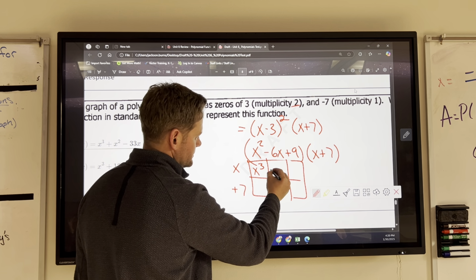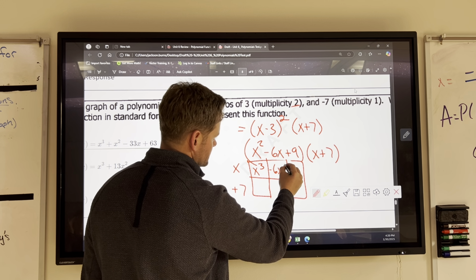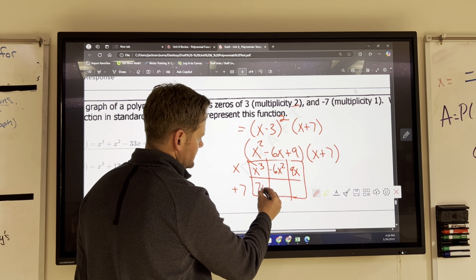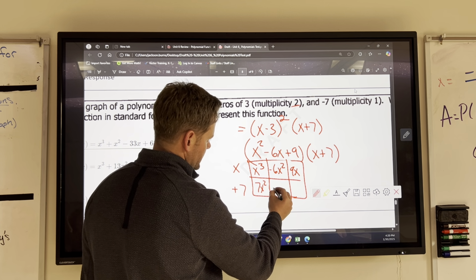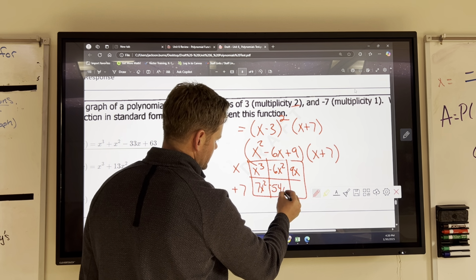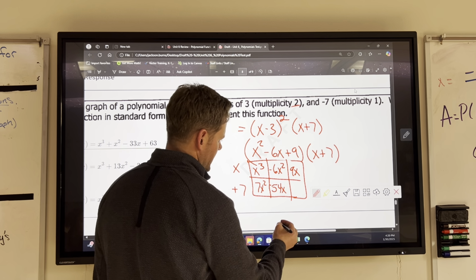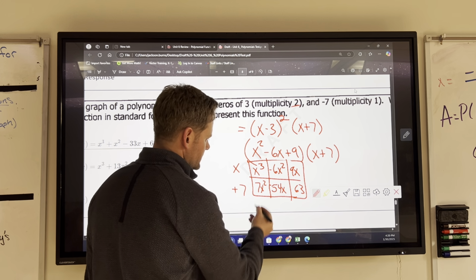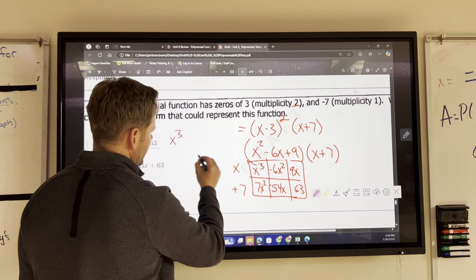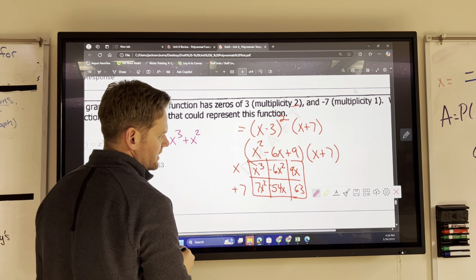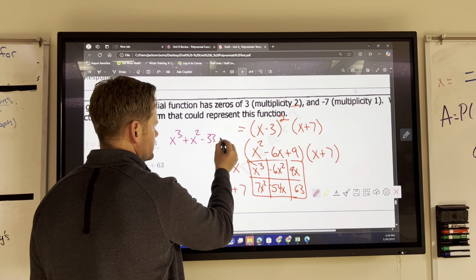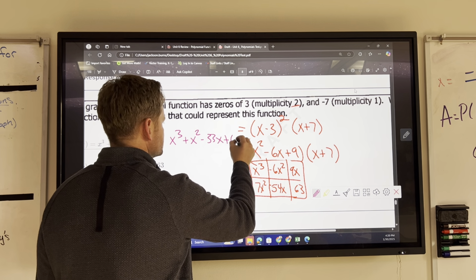x cubed, negative 6x squared, 9x. We got 7x squared. We got, what is that, negative 42x? Then 7 times 9 is 63. So when I combine all my like terms, I have an x cubed. I have a 1x squared. I have a negative 33x. And I have a plus 63.